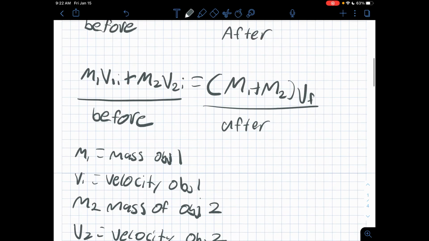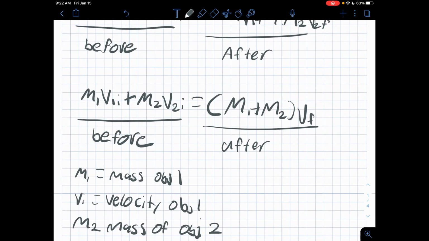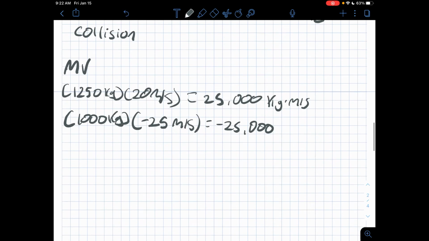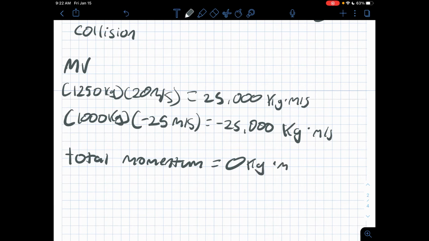So the total momentum of the system before the collision, if you look up to our formulas, this is an inelastic collision. The total is just the mass of the first one times the velocity of the first one, plus the mass of the second one times the velocity of the second one. You just add these two together to get the total momentum: 25,000 plus negative 25,000, which equals 0. So the total momentum equals 0 kg times meters per second before.